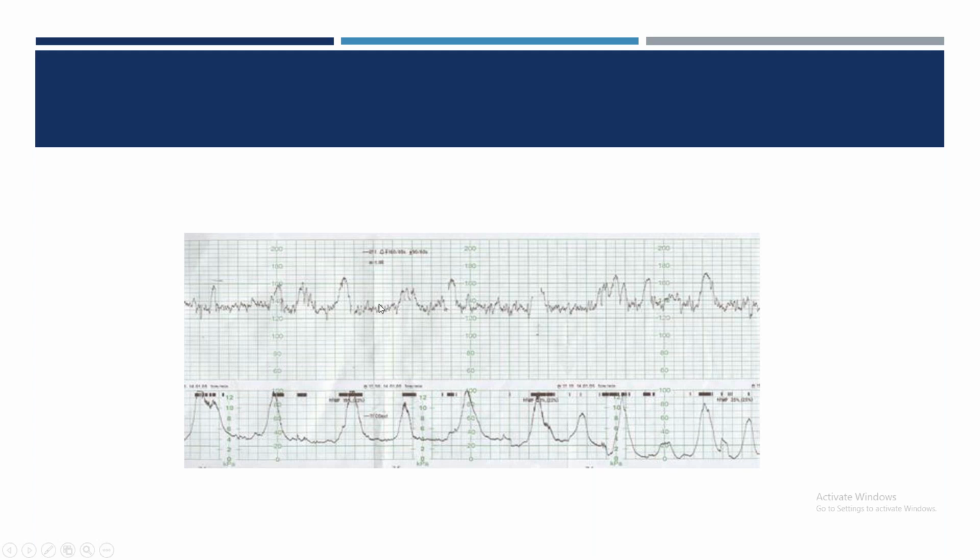Otherwise, okay. So this is 3 to 4 contractions in 10 minutes. Now, what is the baseline heart rate? This line is 120, this line is 140, so the baseline heart rate is around 130 per minute. Then variability. It is between 10 to 15 beats, 125 to 140 it is variable. So the variability is around 15 beats.